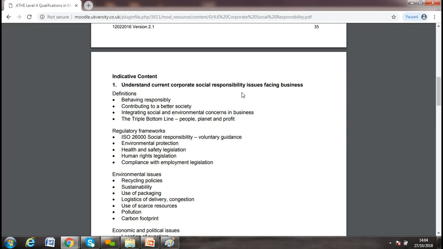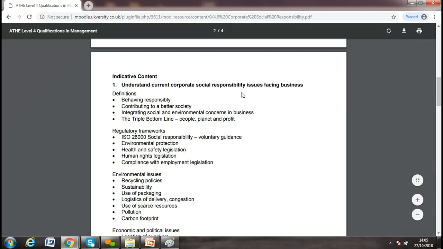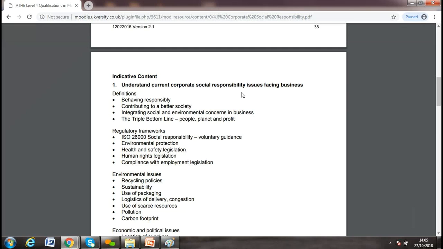Then we discussed ISO 26000 and social responsibility, and health and safety legislation. I mentioned the Health and Safety Act 1974. We discussed human rights, discrimination, equal pay, and gender gaps. An organization is not supposed to discriminate on the basis of race or religion. These are all corporate social responsibilities, along with compliance with employment legislation as well.